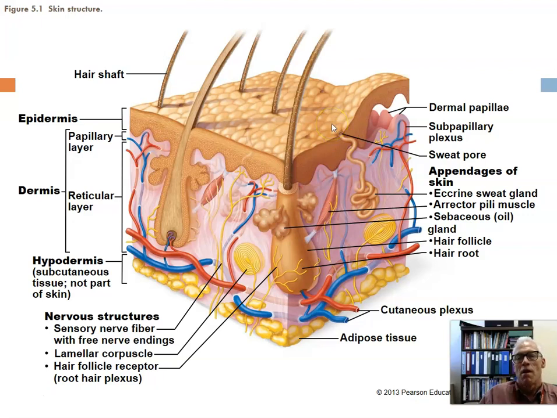The erector pili muscle, that's a little swath of smooth muscle cells that can tip a hair follicle such that the hair stands straight up. The hairs actually emerge from the surface of the skin at an angle typically, and then when the erector pili muscle contracts, it stands up, bunching up the tissue behind it, causing a so-called goosebump.